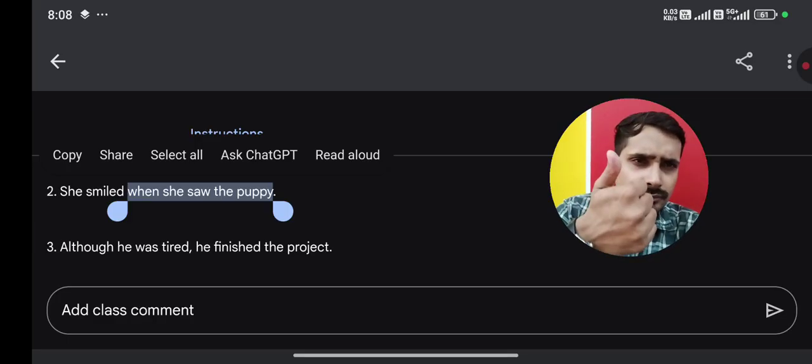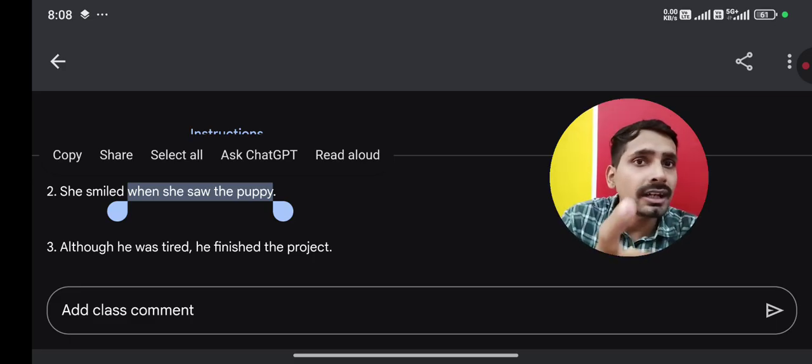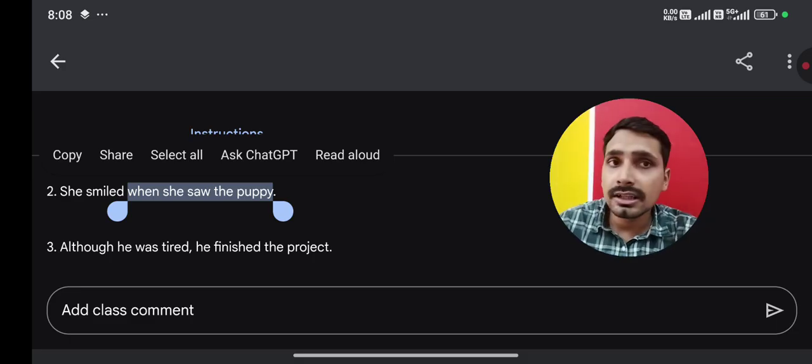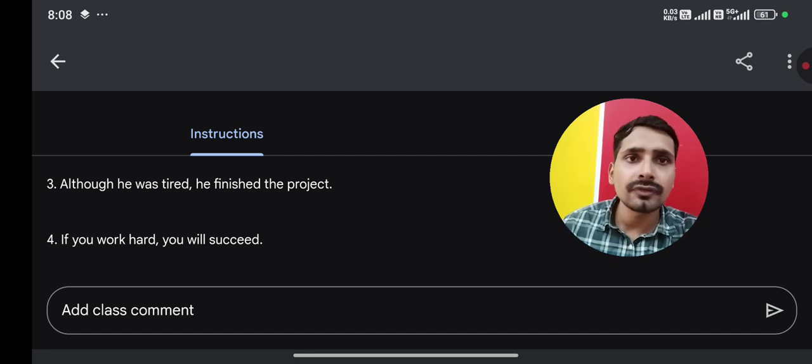So one, the independent clause: she smiled. Number 2, the dependent clause: when she saw the puppy. This makes it a complex sentence. Number 3: although she was tired, she finished the project.